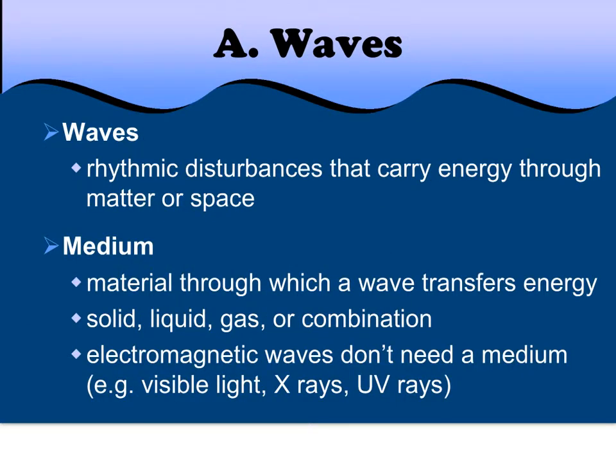The basic definition of a wave is it's just simply a disturbance. It's a rhythmic disturbance that carries energy. And so what moves in a wave is the energy. But for a wave to move, it has to have a medium. That's some kind of a substance. And so it's a material through which the wave transfers the energy. It could be a solid, a liquid, a gas, or a combination of any of these. The one exception are electromagnetic waves that don't need a medium because they travel through space.